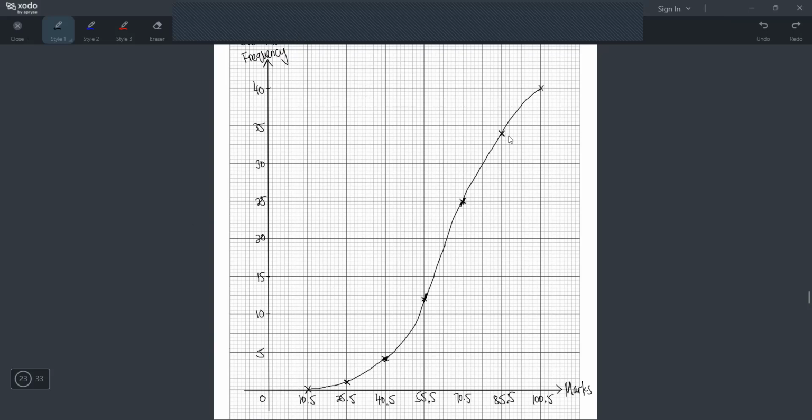This is called an ogive. So you should write ogive and make sure you underline it. Okay, this is the title, right? And another thing is you check your x-axis. Okay, why do you have to check your x-axis?